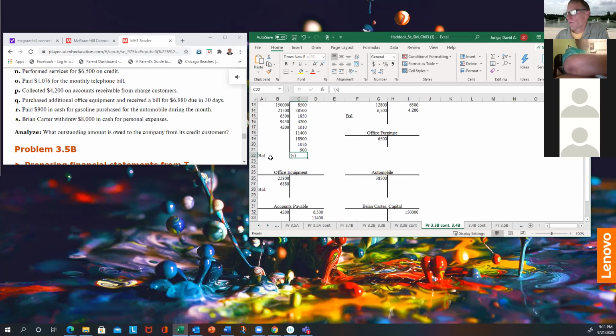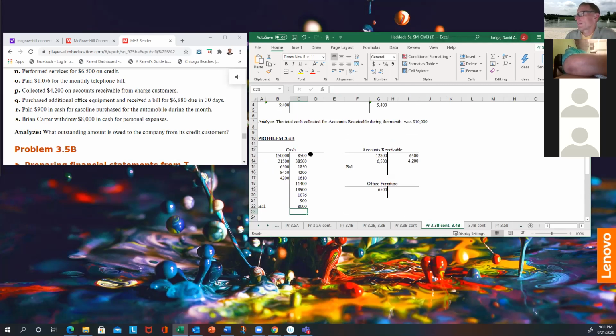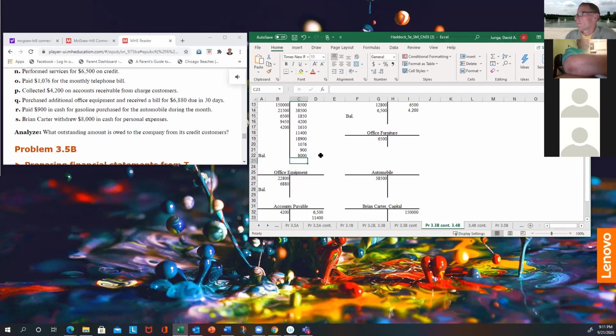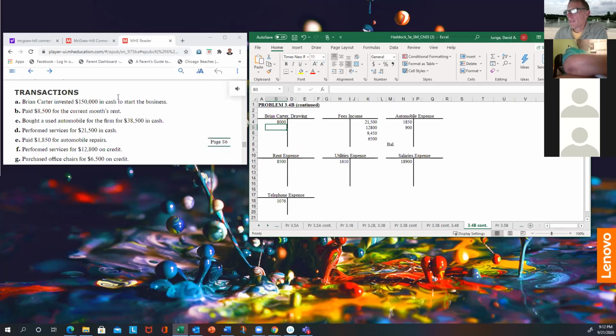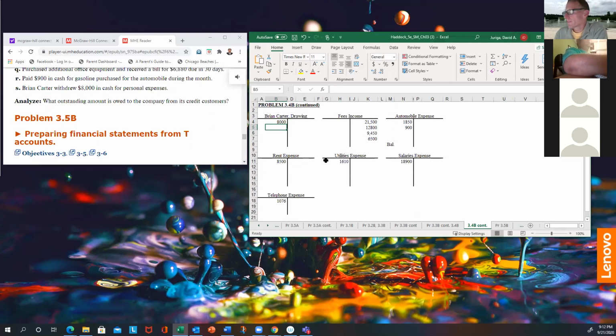All right, very last one. It says the owner withdrew $8,000 in cash for personal expenses. We know that that's got to be a credit to cash again, reducing cash for $8,000. And then the debit, does anybody remember what the debit account would go to? That's the draw. The drawing. And that's it. That's letters A through S.